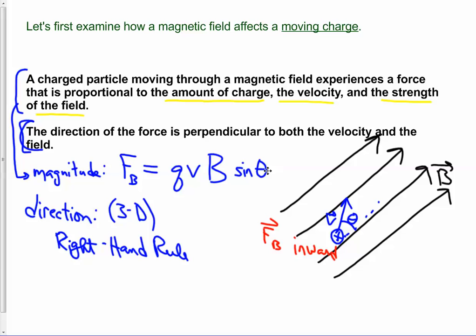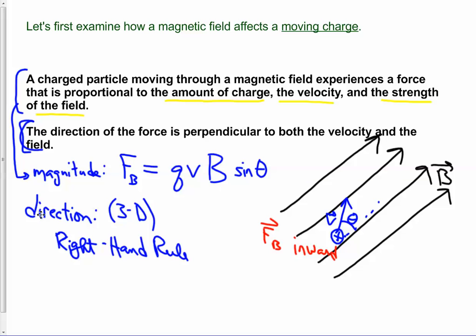So again, that also can be zero if the particle is moving with the field, either in the direction of the field or actually going against the field. The angle would be zero, and then this would be zero. If you're going perpendicular to the field, sine of 90 degrees is 1. And anything in between, sine of that angle will be between 0 and 1.